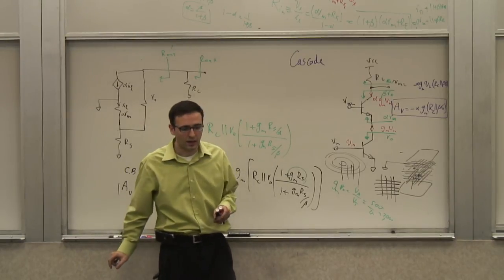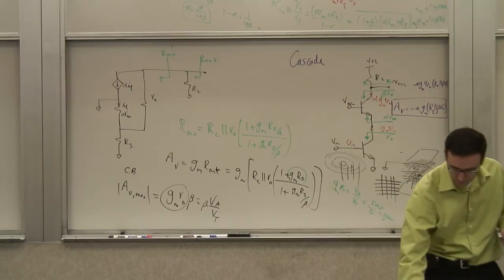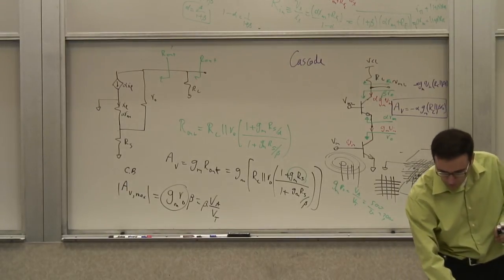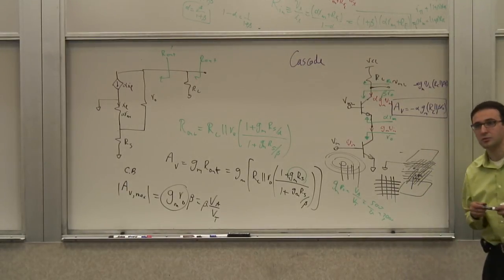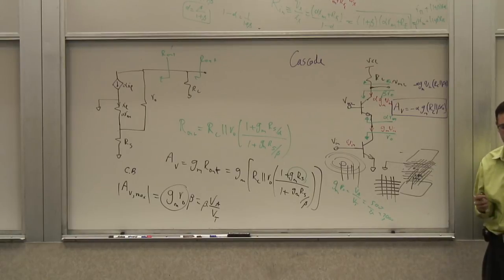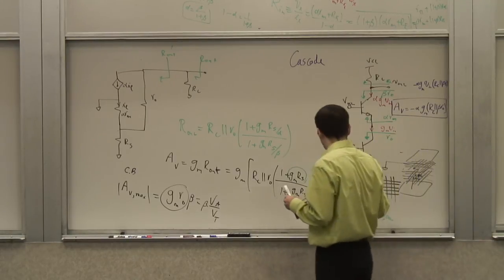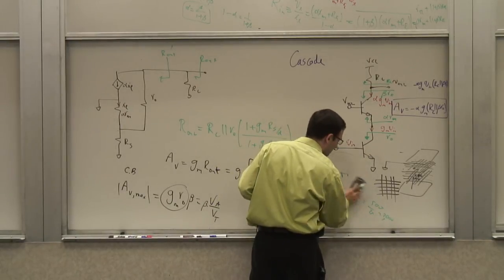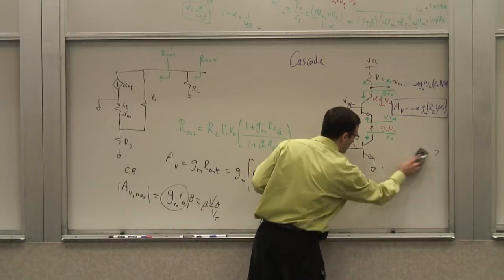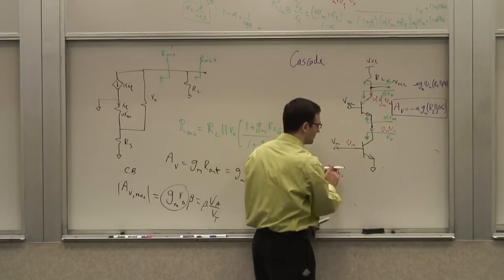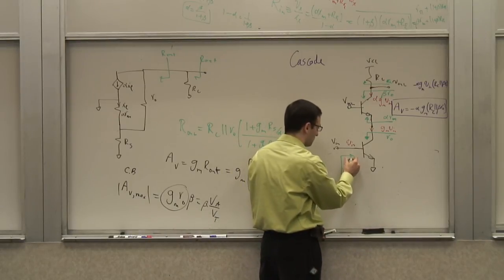Okay, so that's the cascode, quickly. And how about the input and output impedance of a cascode? Let's quickly do that. What is its input impedance? If I ask you the input impedance of a cascode, let's do it by inspection. What is it?